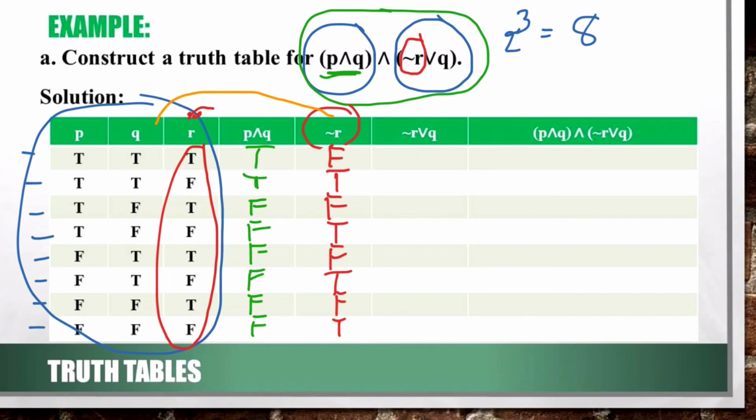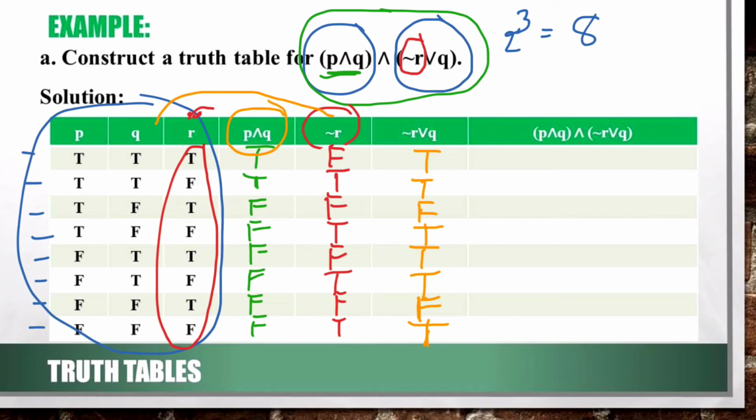Not R or Q. So, true or false, it is true. True or true, it is true. False or false, it is false. False or true, it is true. True or false, it is true. True or true, it is true. Ayan. False or false, it is false. And then false or false. False or true is true. So, pansinin nyo, ang naging false lang dyan ay dalawa, kasi false or false. Okay?